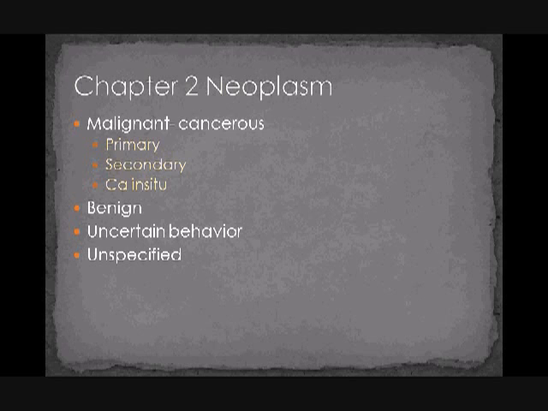If it says uncertain behavior, that means that as of this point, it is inconclusive whether the tumor or the growth is cancerous or not cancerous. And if it's unspecified, that means you do not have enough documentation to make the determination. To find a cancer of any place, let's say you're looking for cancer of the liver, you simply go to the Neoplasm chart, you locate liver, and then you go across to figure out whether it's primary, secondary, or carcinoma in situ. It's really just that simple.